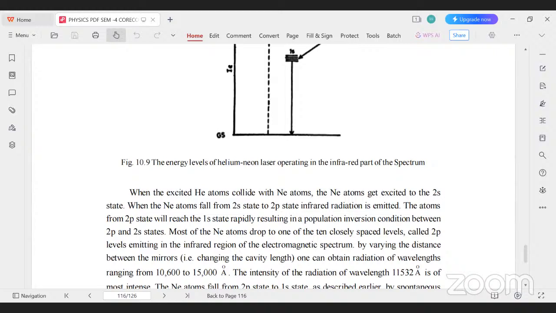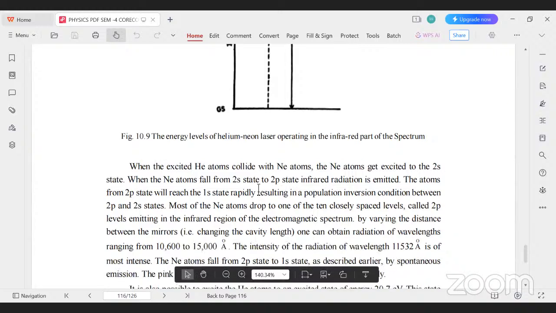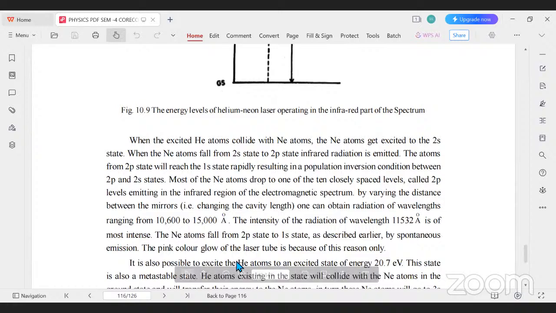Here we can find the radiations of wavelengths ranging from 10,600 to 15,000 angstroms. We call it angstrom because of the intensity of the radiation. The intensity of the radiations of the wavelength, that is 115 angstrom, is the most intense.